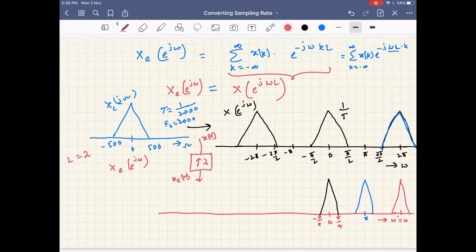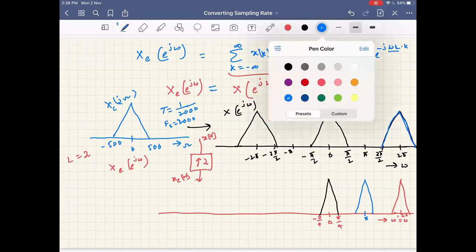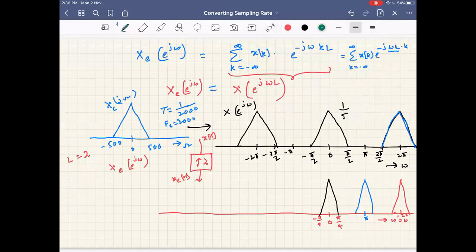And here, what you get is a third one that is at 2 pi. This is not shown here, but it may be at 4 pi. Sorry, it is at 4 pi on the omega axis. Here 2 pi is equal to 4 pi in the X of e power j omega. So similarly, where does this appear? Let us sketch this also with a different color to have better clarity.